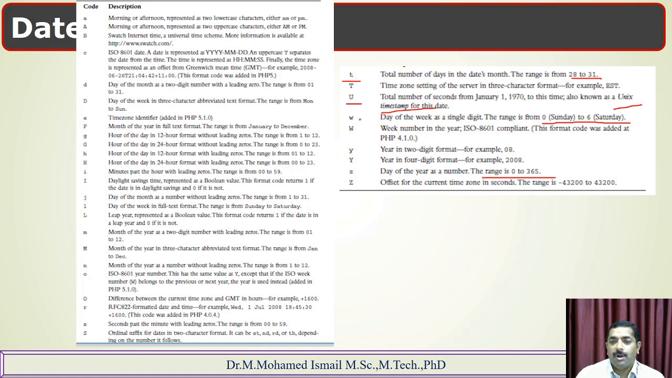Similarly, small w, it's the day of the week in a single digit. The range is from 0 to 6. Small z, day of the year, the range is 0 to 365.